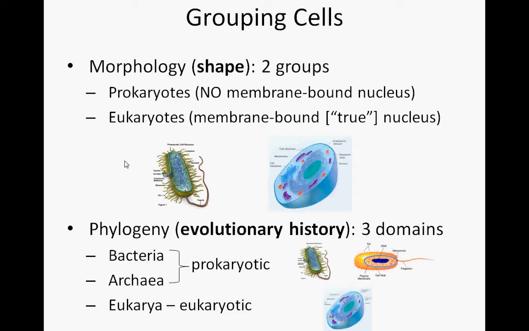When we look at these from a phylogenetic standpoint, what I mean by that is by looking at their evolutionary history, it becomes clear that even though visually it looks like there are two different kinds of cells, in actuality there are three. Prokaryotic cells, in other words, these smaller cells that don't have a true nucleus, are actually two distinct domains of life: bacteria and archaea. Eukaryotes are still eukaryotes.